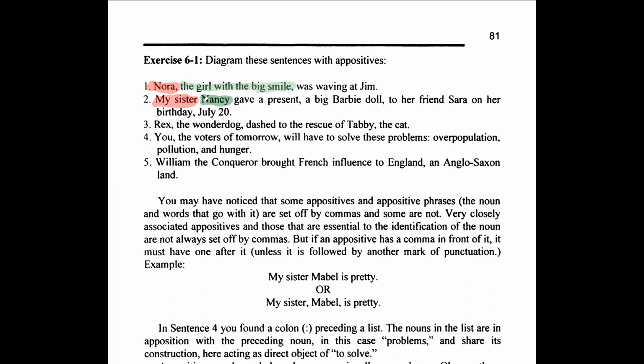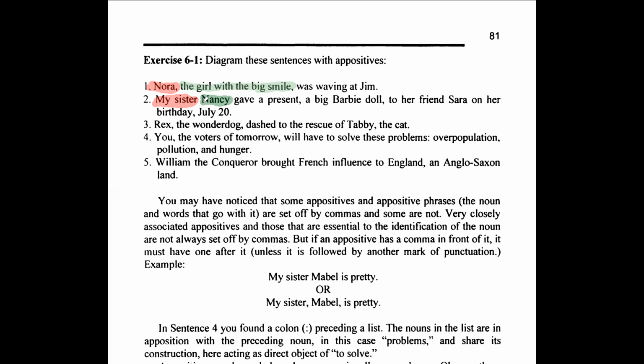So if you remember the difference between non-essential and essential that we covered a few chapters ago in adjective clauses, or restricted and non-restricted. So Nancy here is necessary in order to identify sister. Nora, the girl with the big smile, isn't necessary to identify Nora. Nora is a name, right? In general, when we have a name, we're not going to put commas. Okay. Rex, the wonder dog, right?